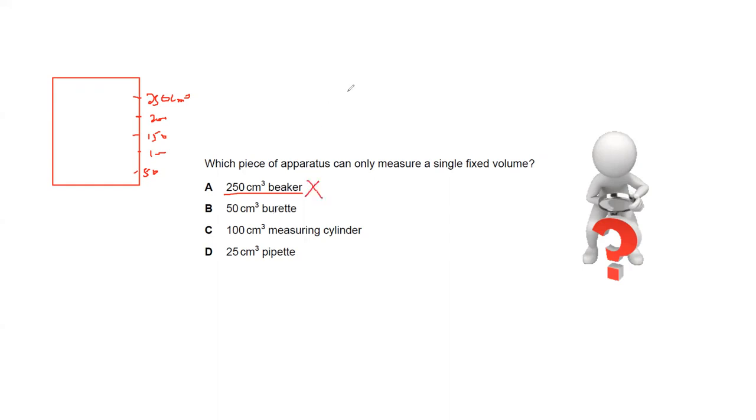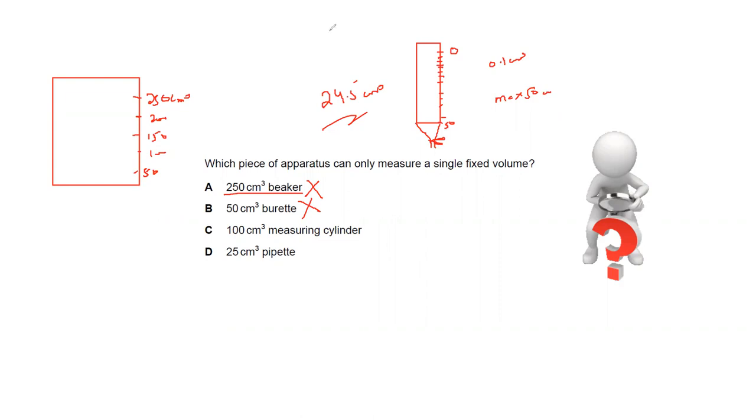What about a burette? A burette has markings as well. This is the tap of the burette, and burette 0 is at the top. There is 0, the maximum is 50, and in between are numbers 0.1, 0.2, 3, 4, 5, 6, and so on. So we can measure a maximum of 50 cm cube, and the smallest we can measure is 0.1, and we can measure values in between. For example, if I want to measure 24.5 cm cube, I can use a burette. So we can measure different volumes, not a single fixed volume. So it cannot be a burette.